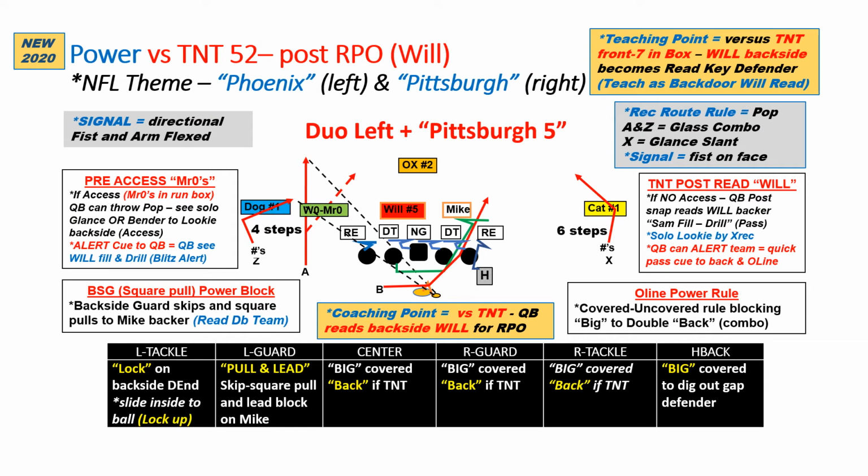Here it is, full diagram. Again, the key to this is we're going to think we got a 34 odd, but all of a sudden the center starts saying TNT. It's real simple. He's covered and he sees both guards are covered. So now it's TNT. The center says TNT. Then he has recognized that to the H, you're going to go big on big. They're all going to block back. And my read key becomes the will because there is no Sam. He becomes a rush end.